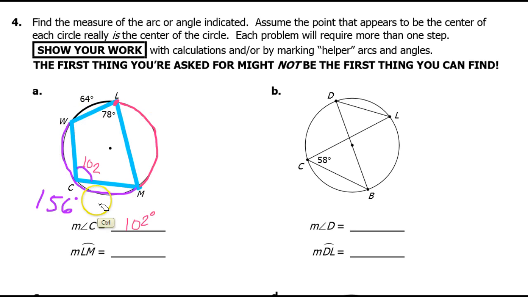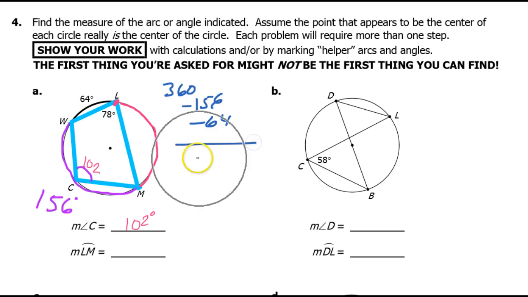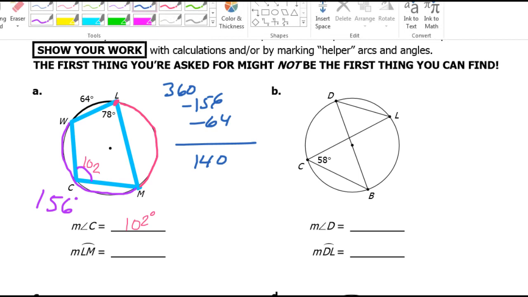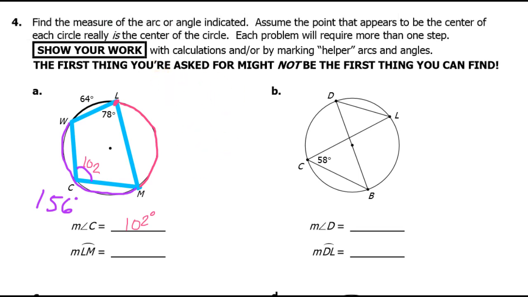Now, can you see that we know all of the other arcs except for the red one? So what am I going to do? 360 minus 157. That's right. That also makes it 4, right? Right, we need to do 360 minus the 156 and also minus the 64. So 140. Okay, does everybody agree with that? Okay, so this turns out to be 140. And that's what we were asked to find next. Okay, any questions about part A?